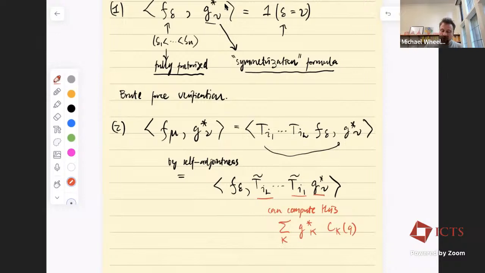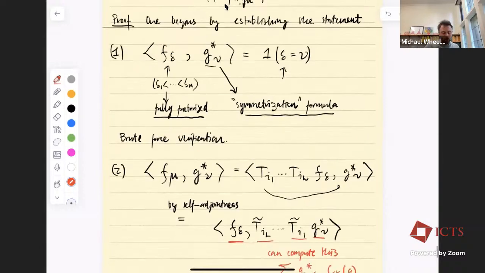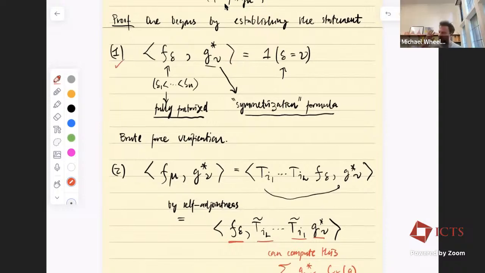And so this is good because you're back in the situation where you know how to compute, because you have here F delta and you're acting on, well, G's, arbitrary G's, but this is already handled by case number one. And so this is how you prove it for generic compositions.